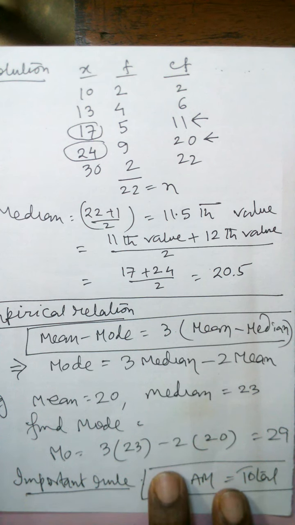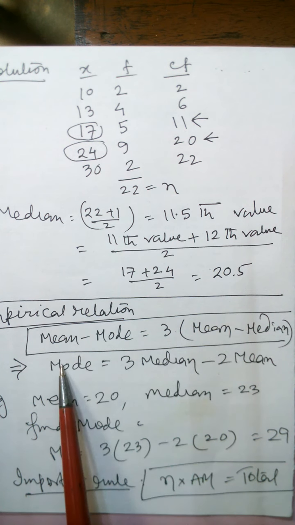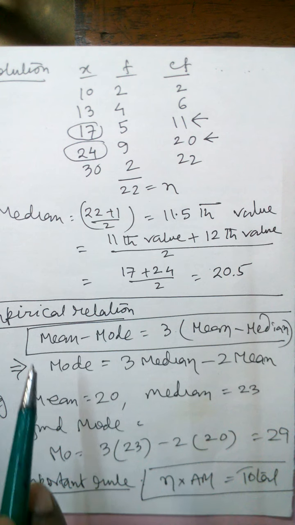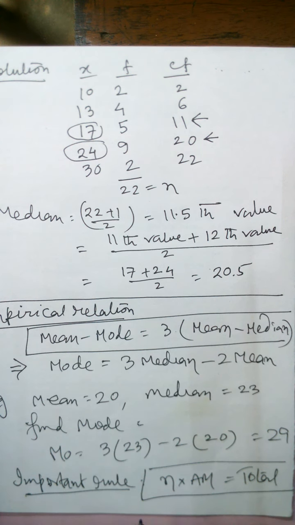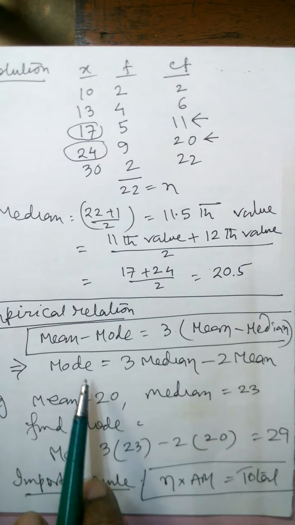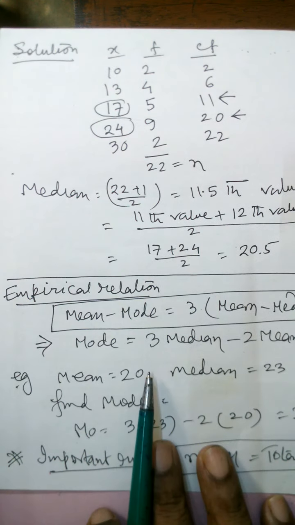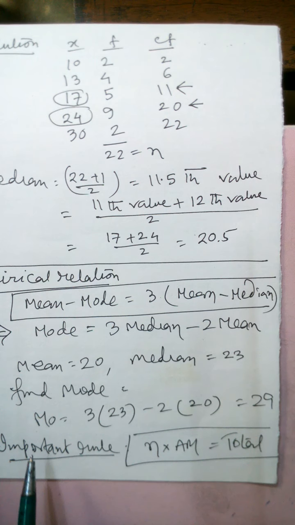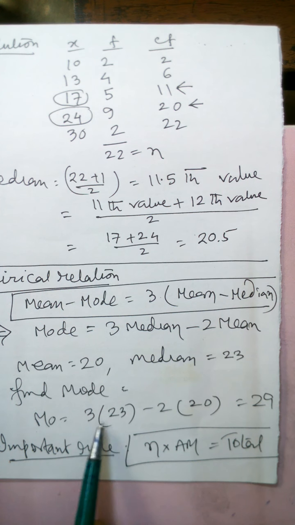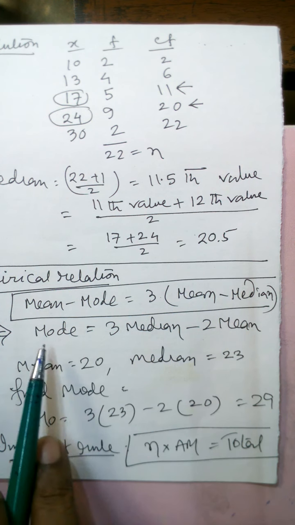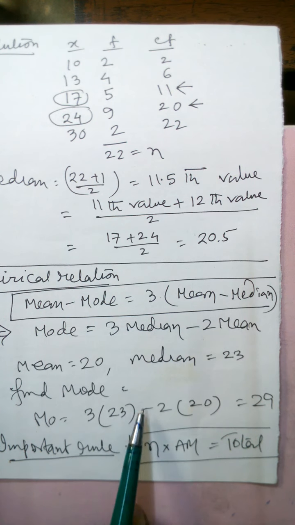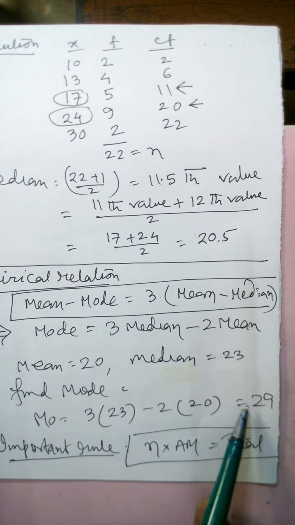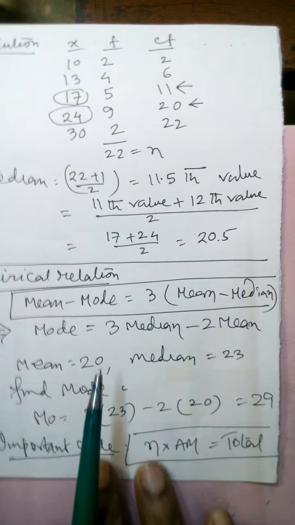Normally students don't remember this, they remember the next one, that is mode is equal to 3 median minus 2 mean. I agree, but the previous relationship is more theoretically important. Now suppose an example: mean is given as 20, median is given as 23, find mode. Very simple. Mode is equal to 3 median minus 2 mean. That is the second formula. Put it here, 3 into 23, 69, minus 2 into 20, 40, that is 29 is your answer.